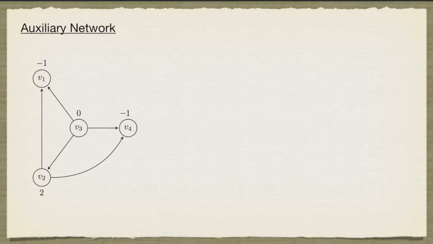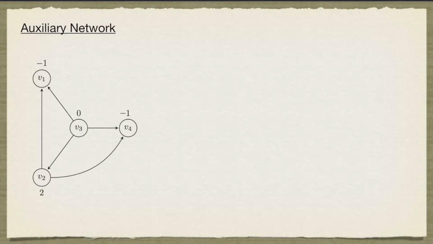Let's look at the method through an example. Here we have a network. The arc costs are not shown. To form the auxiliary network, we do the following. We first pick a node as our root, and in this case we're going to pick V4. And for every other node, we look at its supply value.